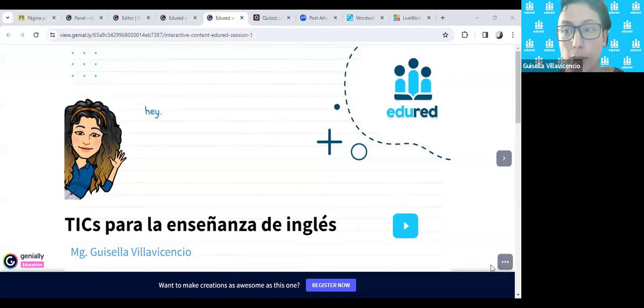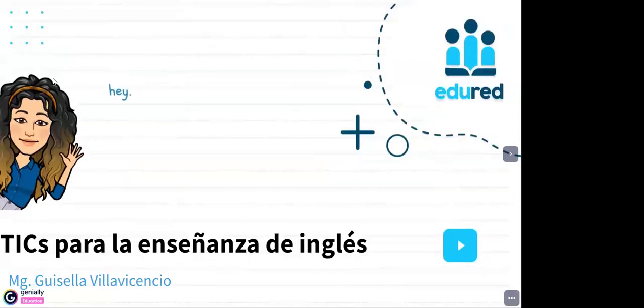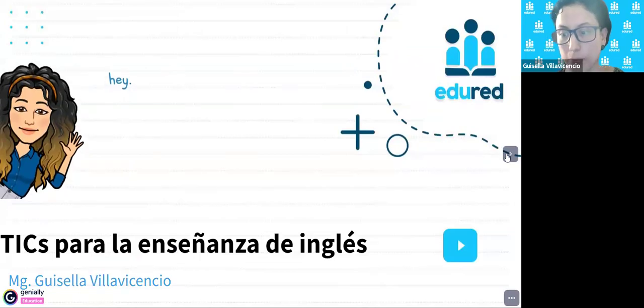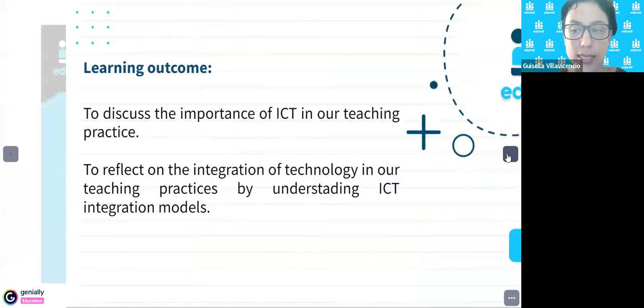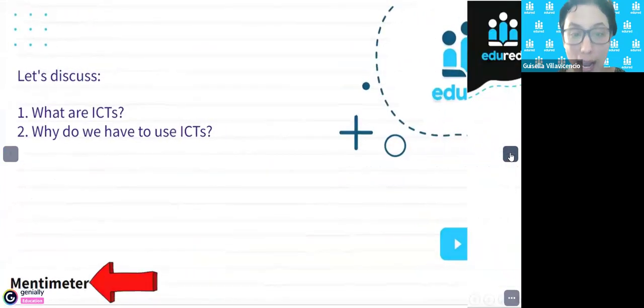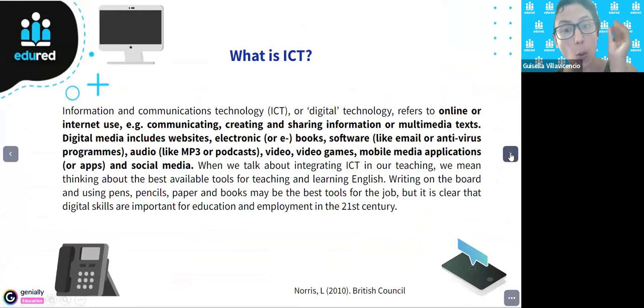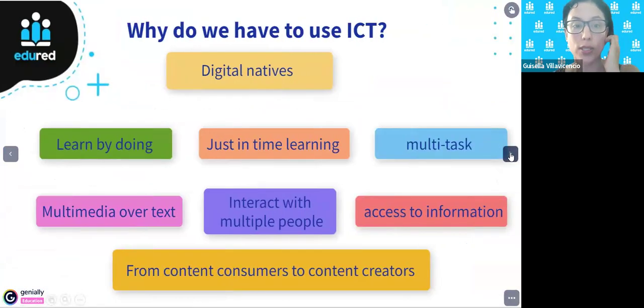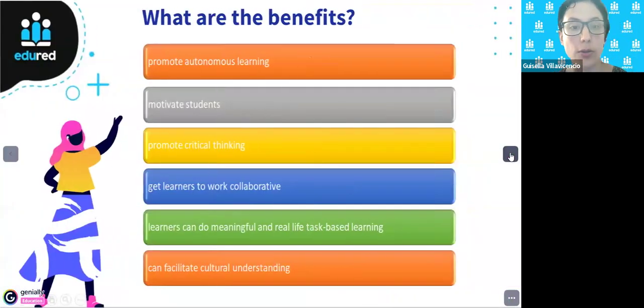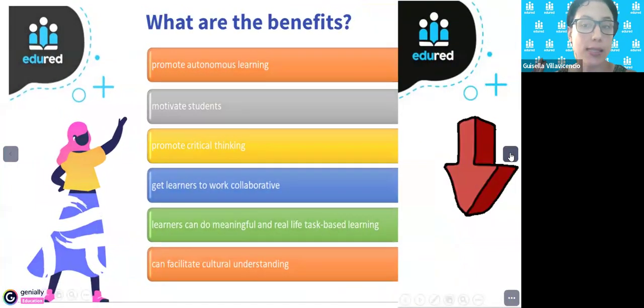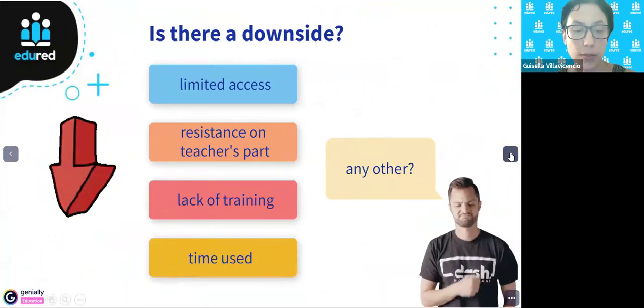Let's remember very quickly. We're going to go through the material. I hope you had the time to study this material, right? And I hope you had some time to check it out. Last class, we had an introduction to ICTs. We talked about what ICT means, what it is, right? We saw why we have to use them in our lessons. We also talked about advantages and disadvantages because everything has a negative side.